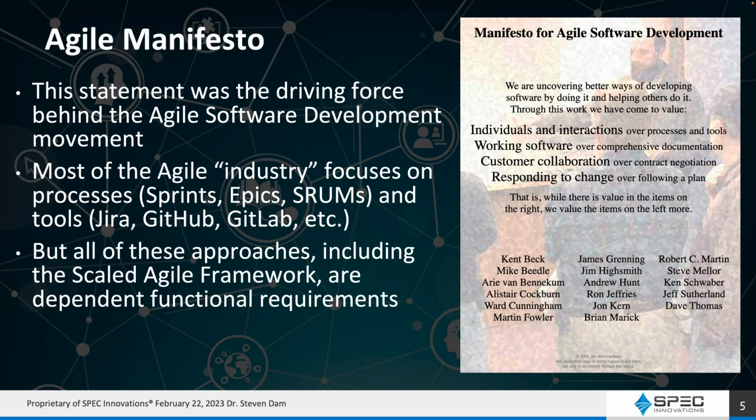But again, all these approaches are great, and including scaled agile framework, they're dependent upon functional requirements. Software developers, if you go look at the first step in any of these processes, what they're expecting was someone to hand them a set of functional requirements. And that's what they need to get started, really, to write good software. So where do functional requirements come from?